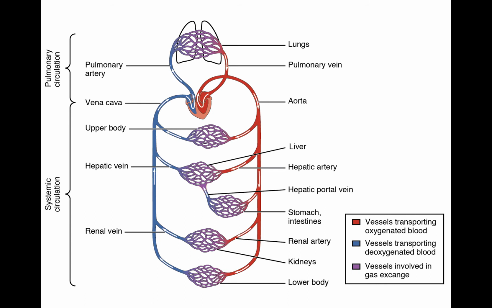So the pulmonary artery leaves the heart, it goes through capillaries in the lungs, and then returns to the heart by the pulmonary vein. Then the blood leaves the heart via the aorta, which is an artery, and goes to the rest of the body. Then it returns via the vena cava to the heart. So it is a double circulatory system because it has two loops.